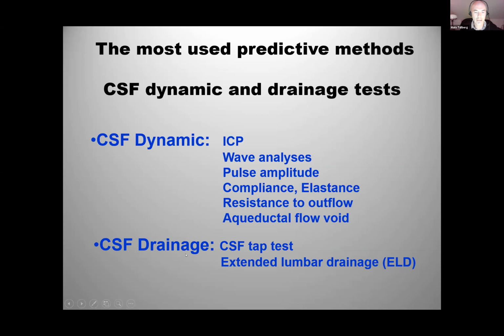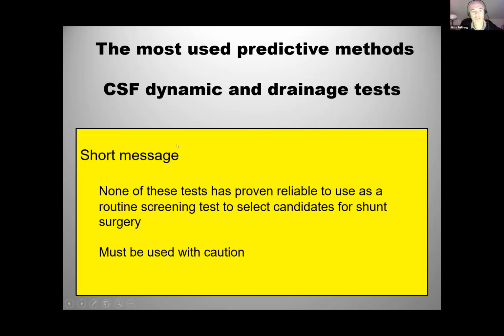And among the drainage tests, it's the CSF tap test, which has been proposed in different ways, and also the extended lumbar drainage test, which Lawrence mentioned earlier. The short message here is that none of these tests has really proven reliable to use as a routine screening test to select candidates for shunt surgery, and these tests must be used with caution.